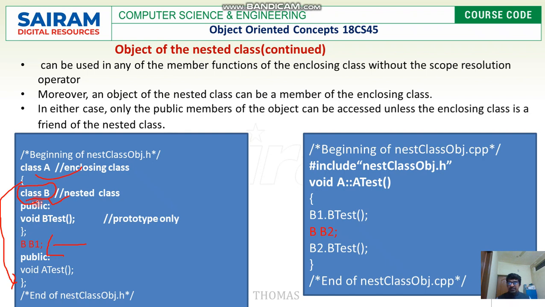The object of the nested class can be used in any member function of the enclosing class without the scope resolution operator. That is another point. Without the scope resolution operator, we can use it. Look at this A test. A test is a member function of class A, and we have used B1 test directly through the object. We have created another object called B2 for the class, so this also can access.